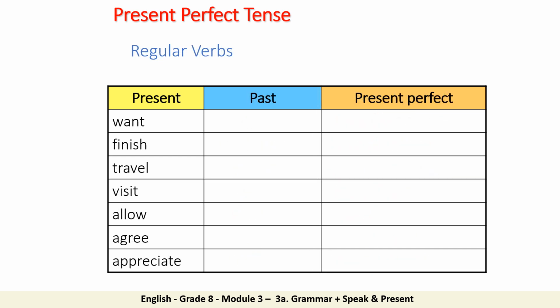Now complete the table below. You should complete with the past and present perfect of these verbs. I will do with you the first one as an example. The past of want is wanted. Present perfect have, has wanted. Please do the task and get back when you're done.